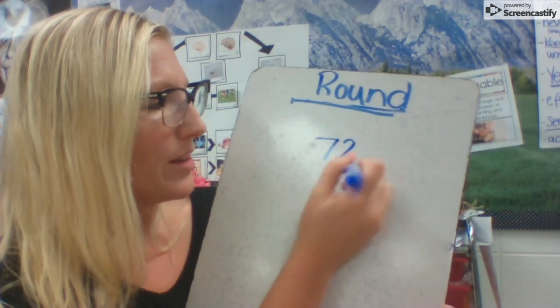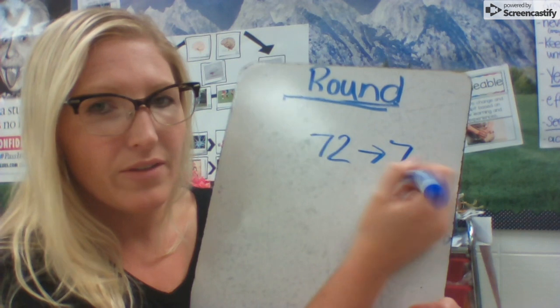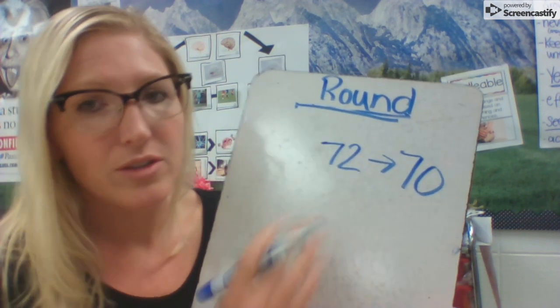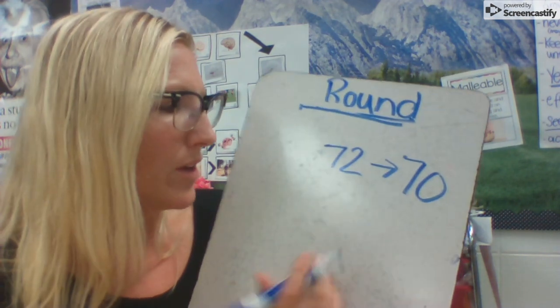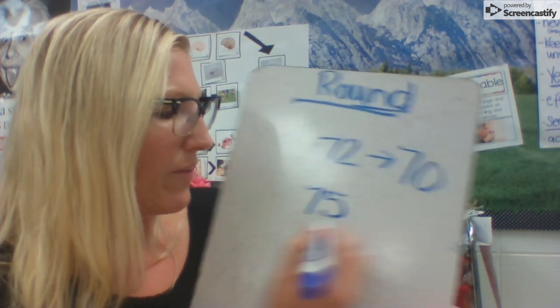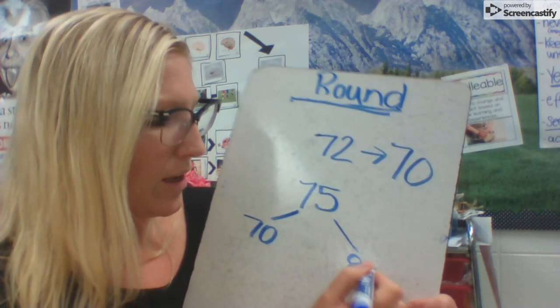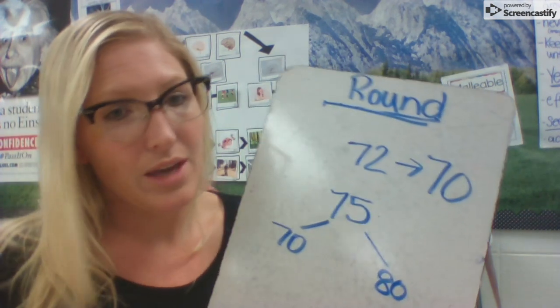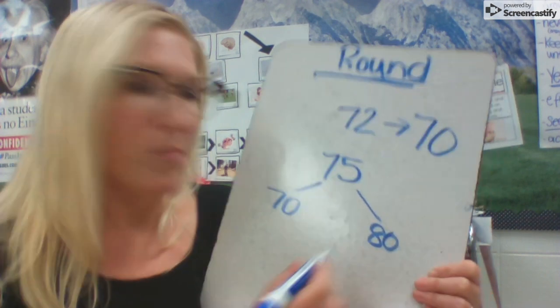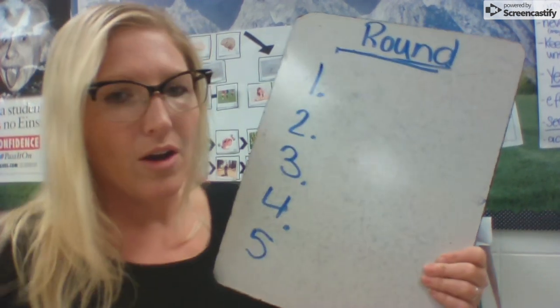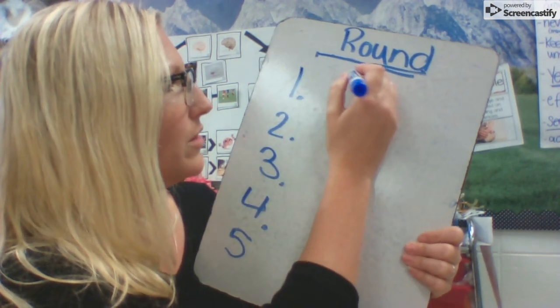Okay, if you decided that 72 rounds to 70, you were correct. 72 is only 2 away from 70, so it definitely rounds to 70. But what about if it's 75? 75 is right smack dab in the middle between 70 and 80. What do you do then? If you remember the rule, we always round up. That is correct. Okay, guys, go ahead and round these numbers.